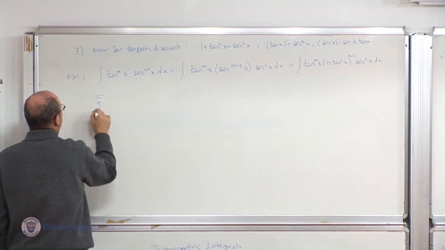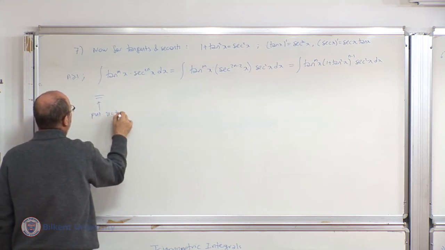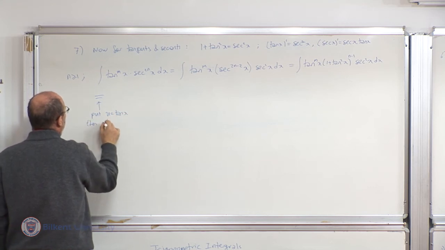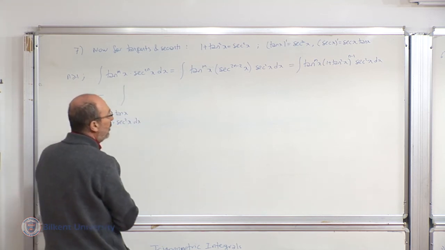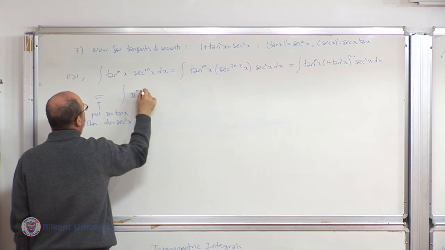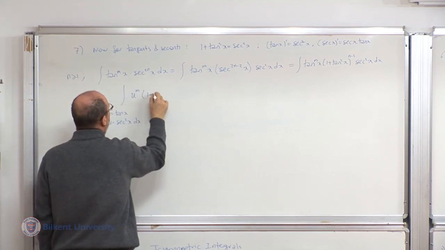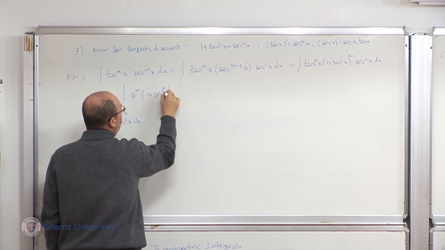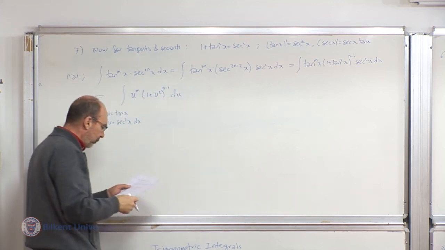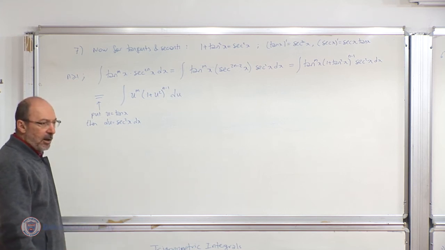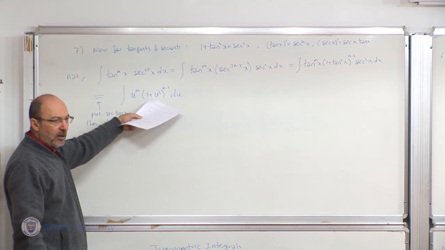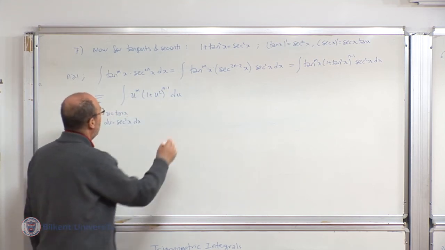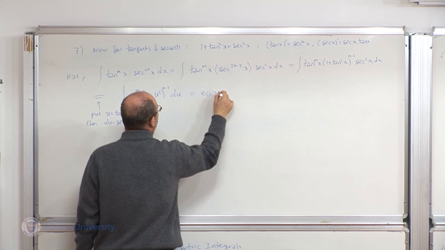Okay, so here put u equals tangent x, then du is what we have there, secant square x dx. So the integral becomes u to the power m, and 1 plus u squared to the power n minus 1 du. Okay, so I'll stop this here because we know what to do after this. You'll use binomial formula to write this as a polynomial, and then multiply by u and integrate. So I'll say easy.